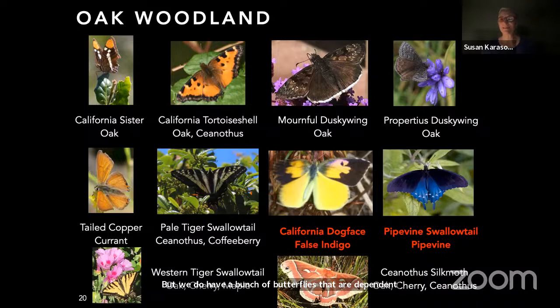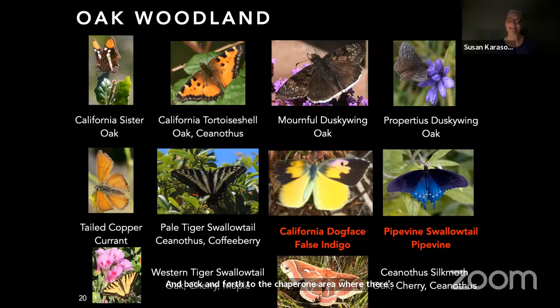California sister and the mournful dusky wing and the propertius dusky wing all use the oak, as does the California tortoiseshell that can also use the ceanothus. We've got the tailed copper on that currant. Some of our currants are dune scrub and some of them are oak woodland understory. We've got the pale tiger swallowtail that can fly back and forth between the coffee berry that is a very shade tolerant oak woodland understory plant and back and forth to the chaparral area where there's ceanothus.